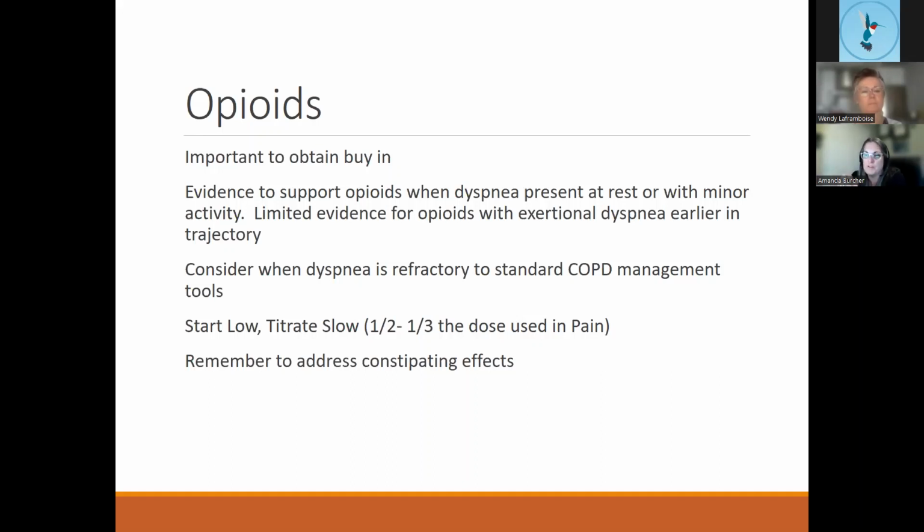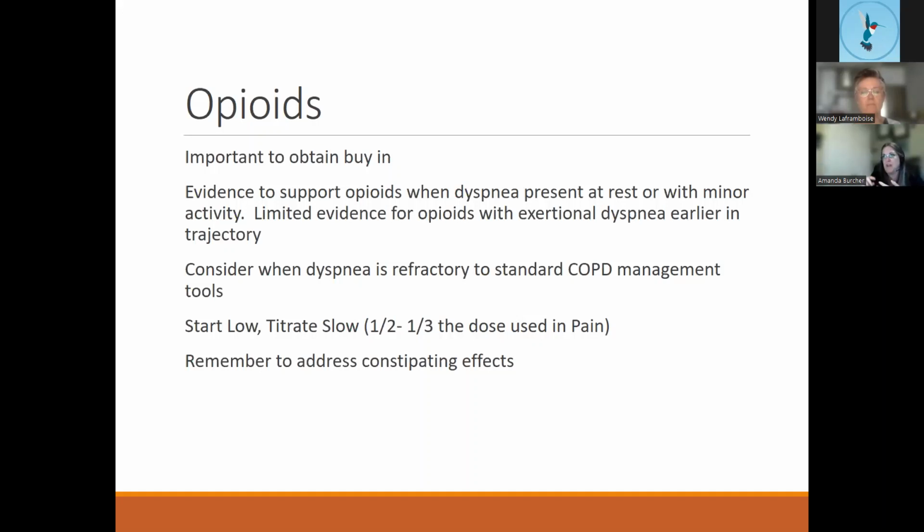I also talk about how I have had personally many patients be on opioids for months and months, if not a few years, when they're in their end stage of COPD, because we know these people can live in a very physically dependent state for a long time.